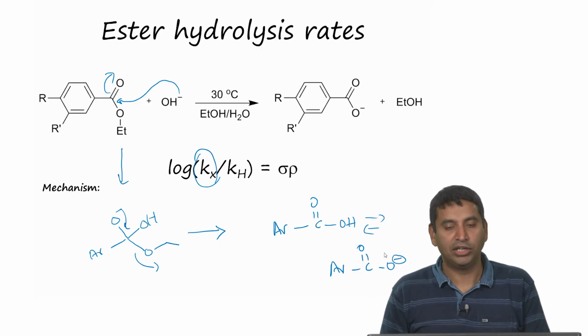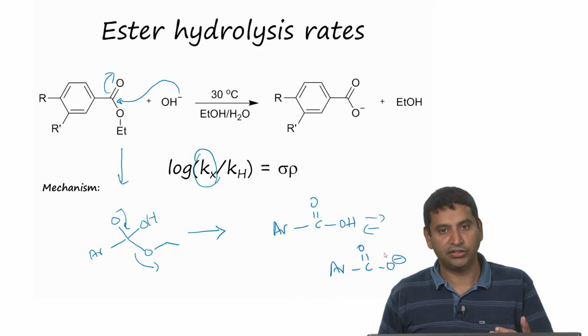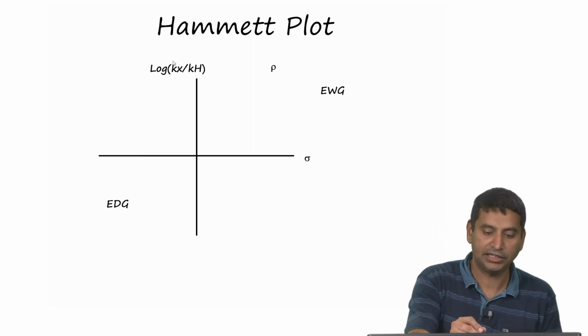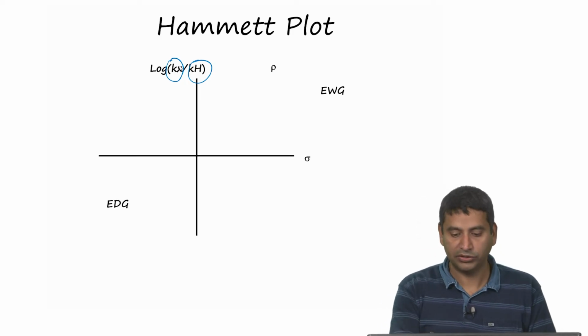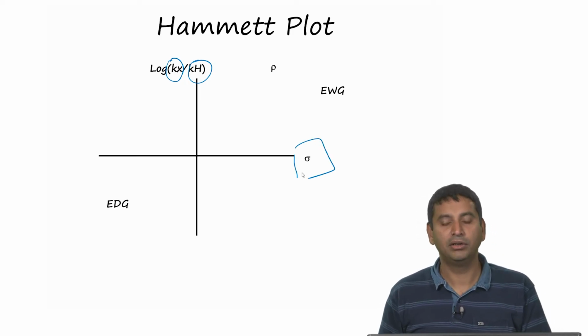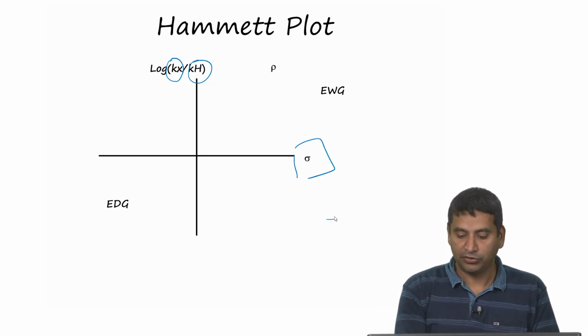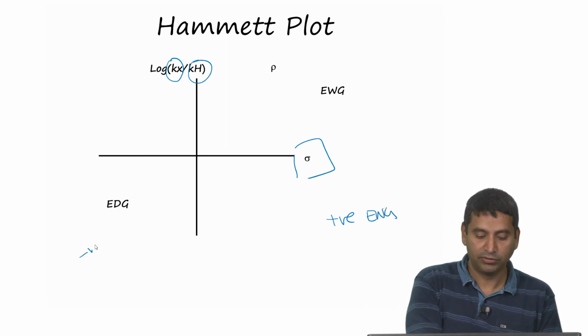So, what I need to do is to determine the rate constants of the reaction and then study what happens when I change the substituent. Now, what we do is we take the log of Kx by Kh and then plot it versus sigma. So, this is how a typical Hammett plot would look like. Keep in mind a positive sigma value means that it is an electron withdrawing group, and a negative sigma value means that it is an electron donating group.